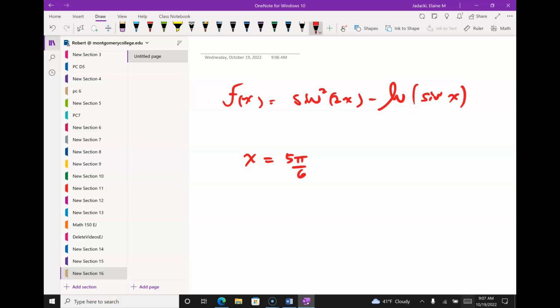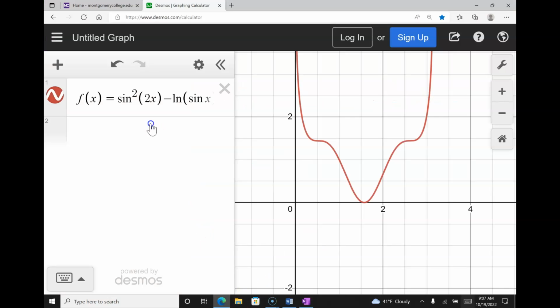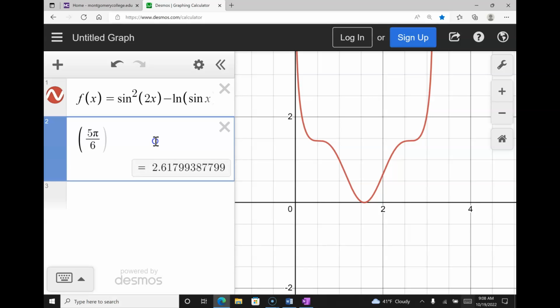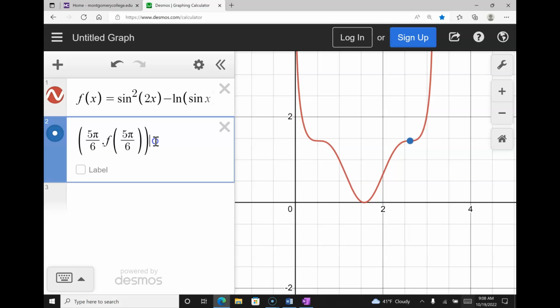Now watch what's kind of nice about the way I'm using Desmos here: I can plot the point before I even find the y value. 5 pi over 6, comma, f of 5 pi over 6. So I'm kind of cheating a little bit of work there to see that point right away, and now I can try and verify that I have the y value correct.